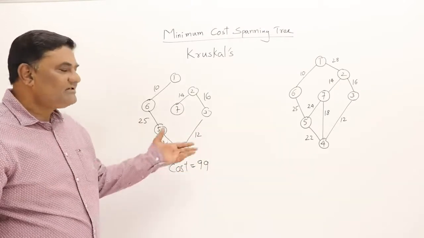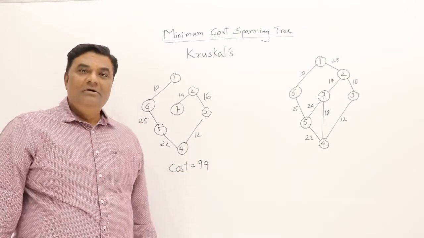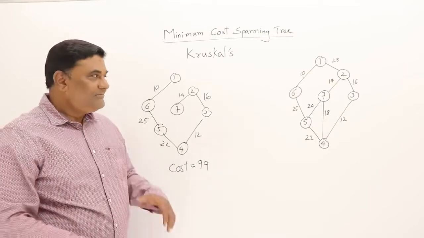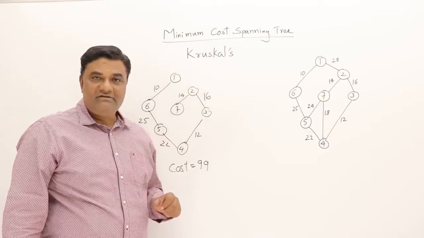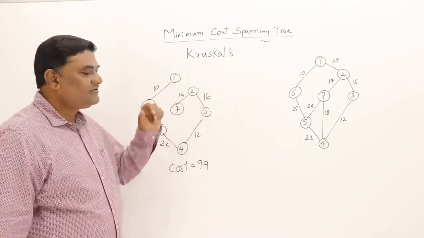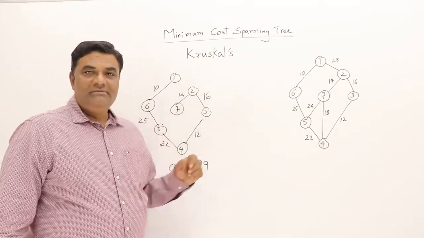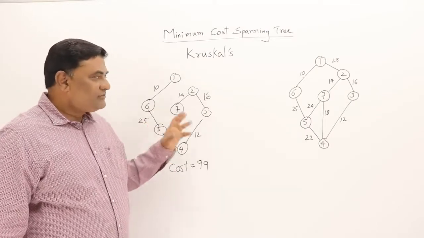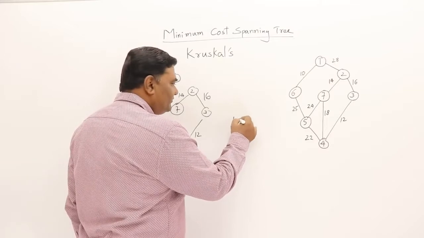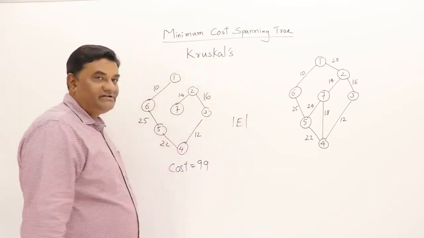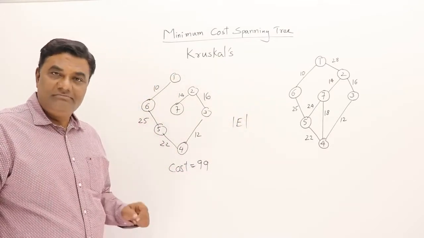So here also I got the same result as I got in Prim's algorithm. Prim's algorithm and Kruskal's algorithm have given the same result on this particular graph. Now, time taken by Kruskal's algorithm, how much time does it take? It has to always select a minimum cost edge from the set of edges. So let us say there are E number of edges. Out of these edges, it will find the minimum one.